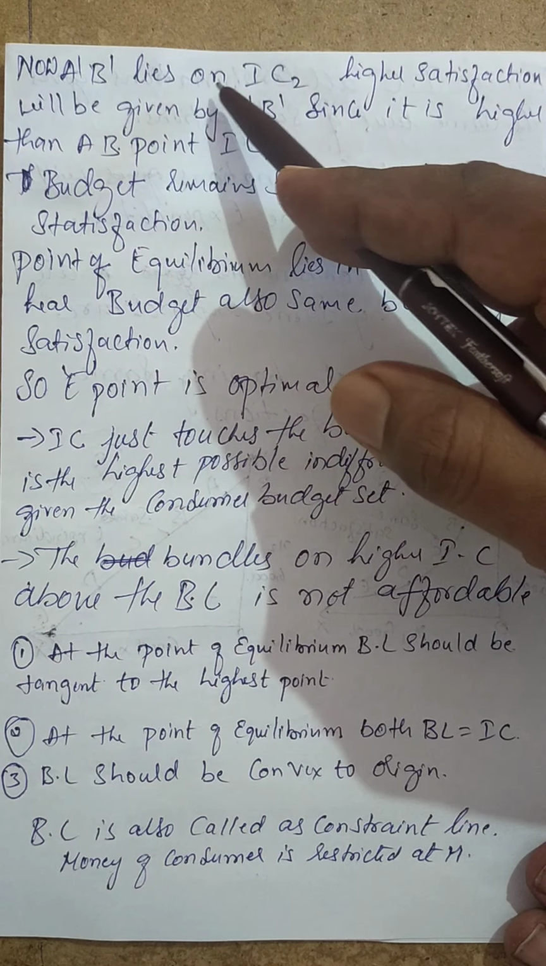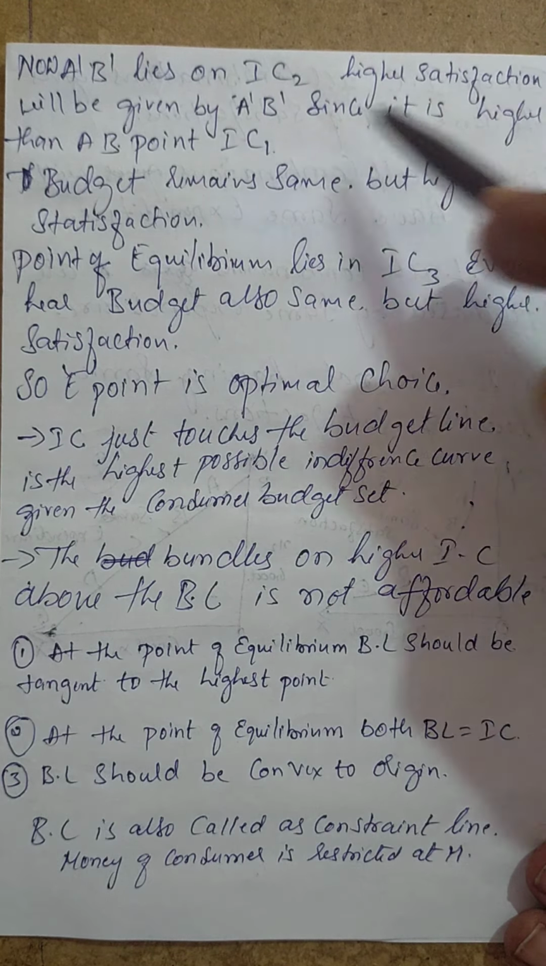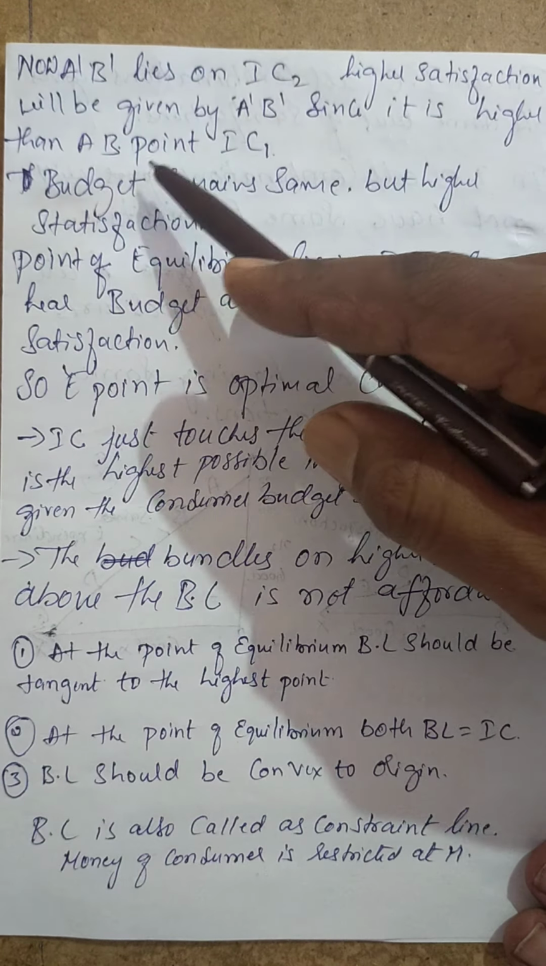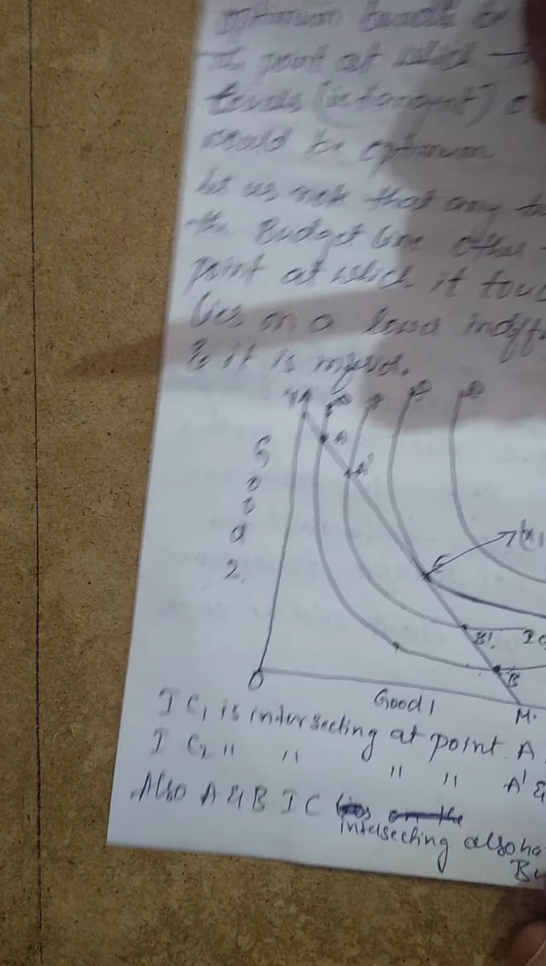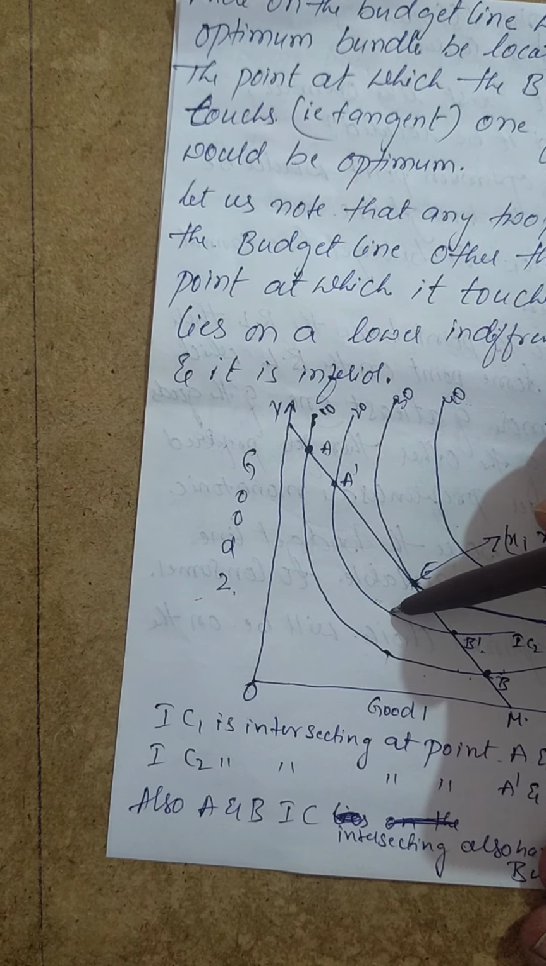A dash B dash lies on IC2, yes, you have seen, which gives higher satisfaction. A dash B dash gives a higher level than the AB point. So this is higher satisfaction when you compare to this curve. When you compare to the AB point, A dash B dash gives a high satisfaction level because it lies just above this particular indifference curve, isn't it?